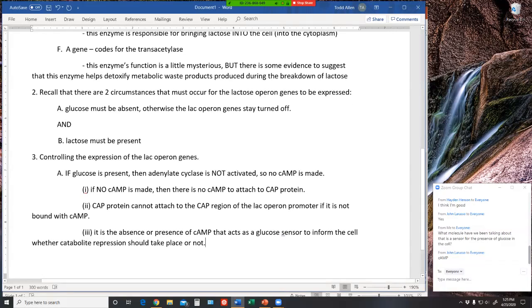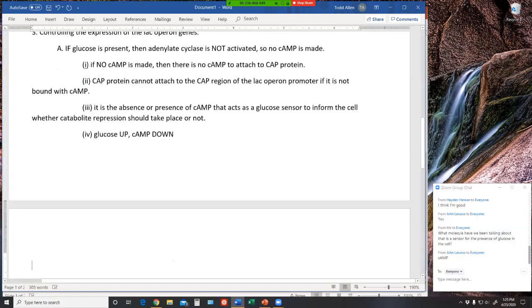Let me say the same logic from the other perspective, okay? If you understand 3A, if glucose is present, then adenylate cyclase is not active, so no cyclic AMP is made. That is equivalent to saying if glucose is up, cyclic AMP will be down.